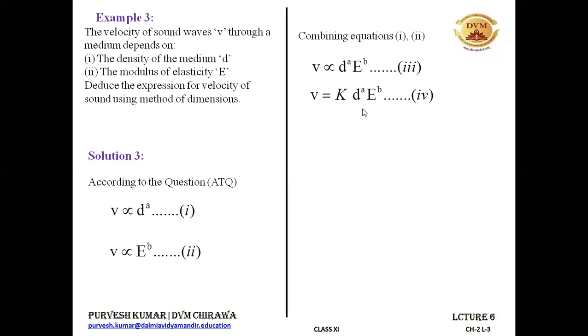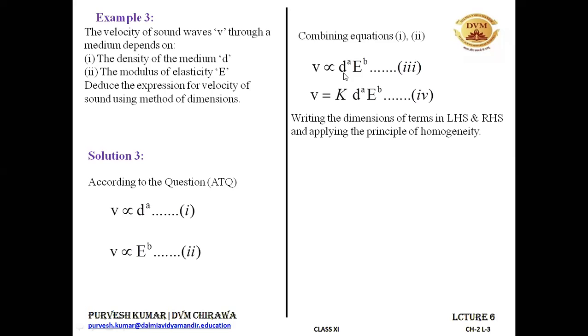Now our job is to find the values of A and B. All right. So these two values we should be finding. Then if we put these values in equation 4, we'll get the formula for the velocity V of the sound wave. All right. Then we need to write the dimensions of the quantities that are involved in the left hand side as well as in the right hand side.